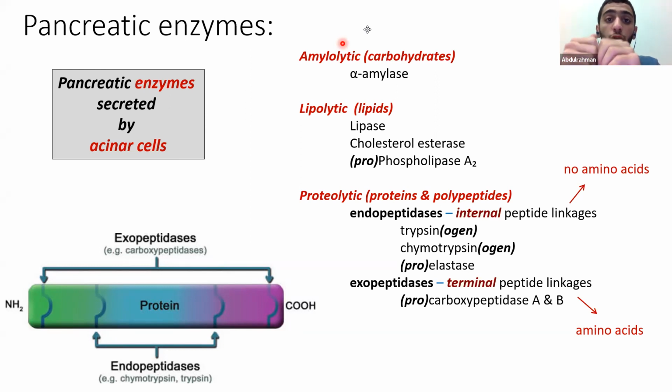Instead, we only want them to be activated in the intestines. That's why when we release them, they are released as the pro or the zymogens or the ogen forms, like a prophospholipase or an ogen, which basically means that they're not active and they only get activated inside the lumen. And now we're going to discuss how they're going to be activated.